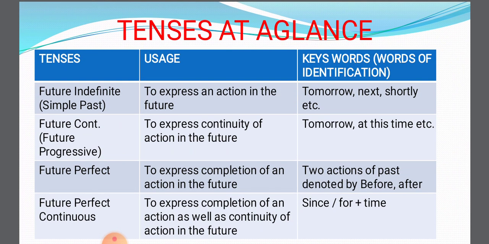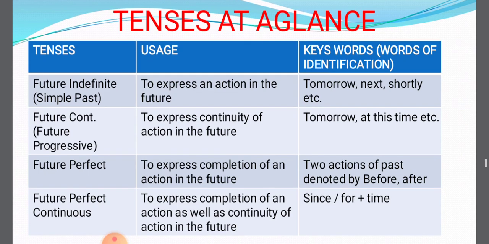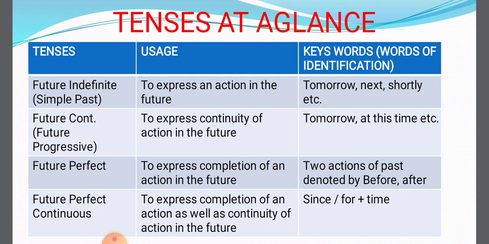Okay. Now, tenses in future. Future indefinite to express an action in the future. Very simple. Tomorrow, next, then shortly. These are the words which are used with this tense. The future continuous to express continuity of action in the future. Tomorrow at this time, like this.